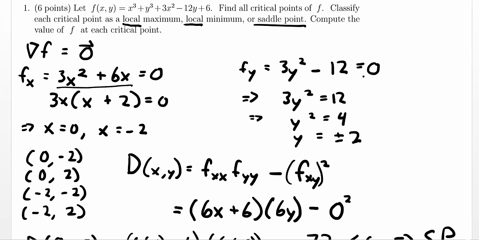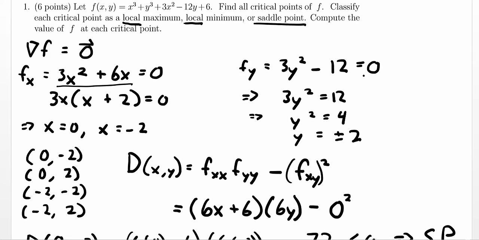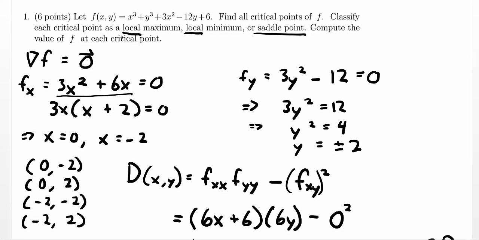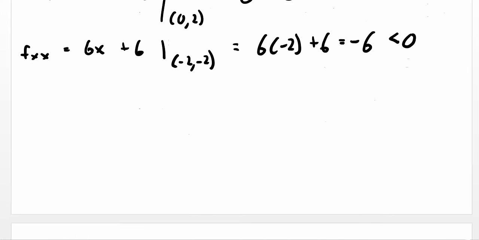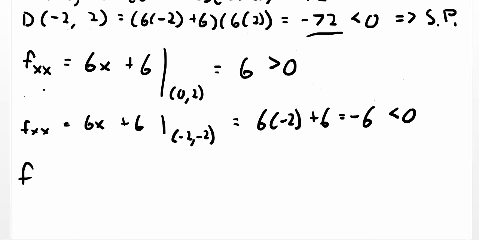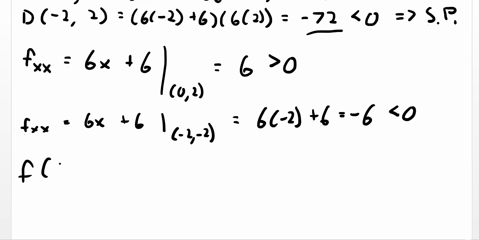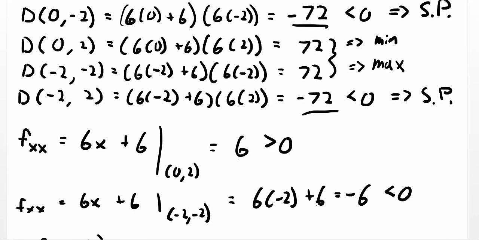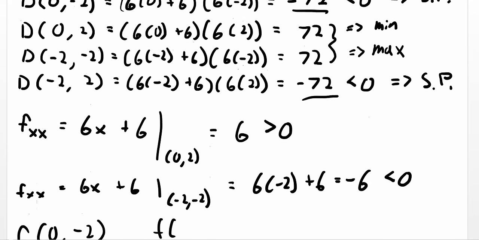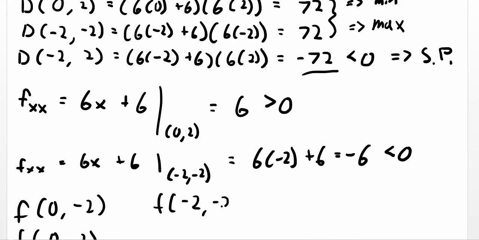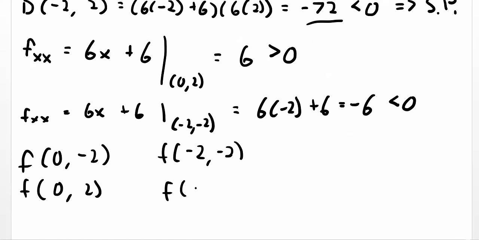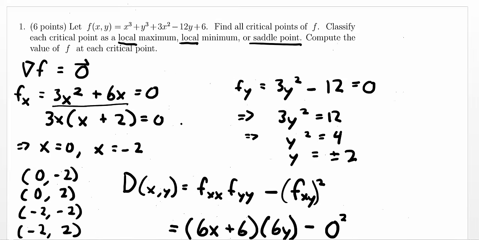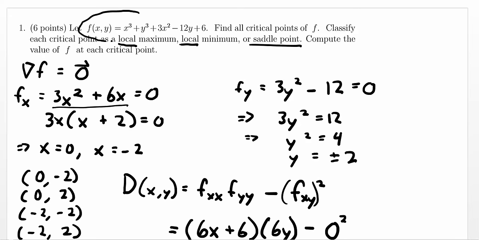Okay, so we classified all 4 critical points. The last part of the problem just wants you to find the output at each critical point, and that's just plugging in and calculating f of 0, negative 2, f of 0, positive 2, f of negative 2, negative 2, and f of negative 2, positive 2. And that's just plugging into the original function here and seeing what you get out.